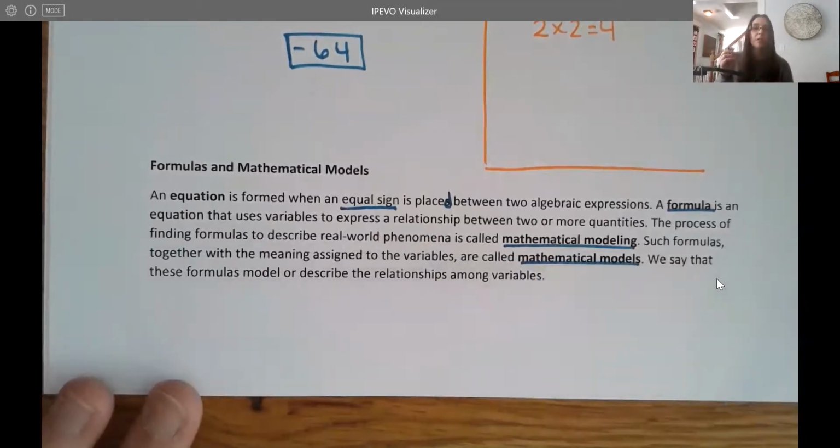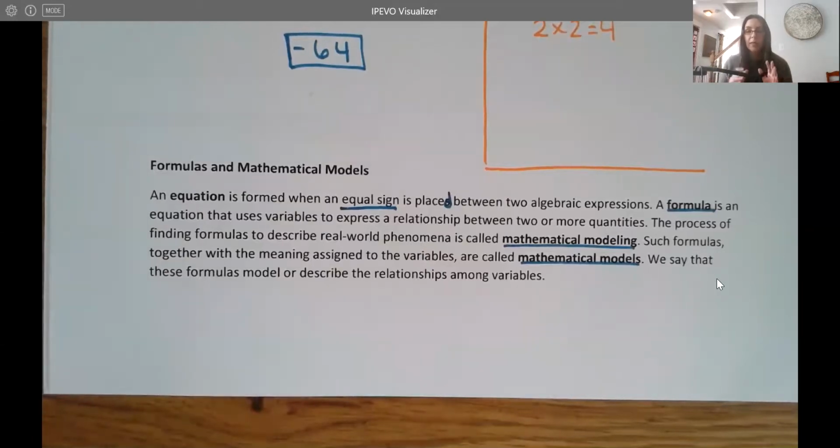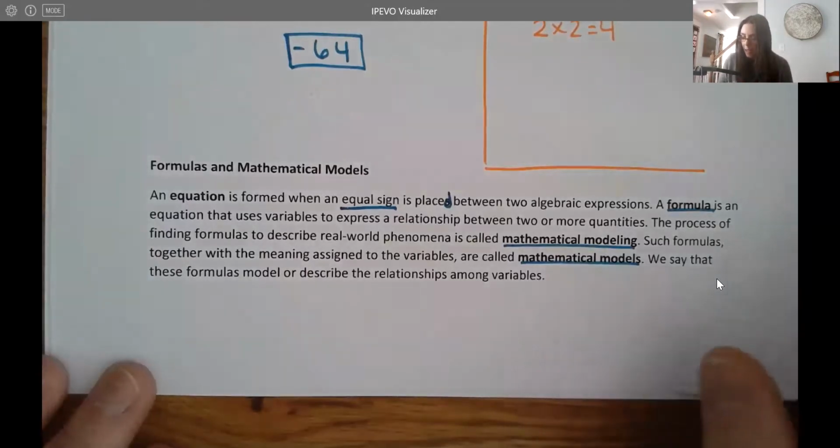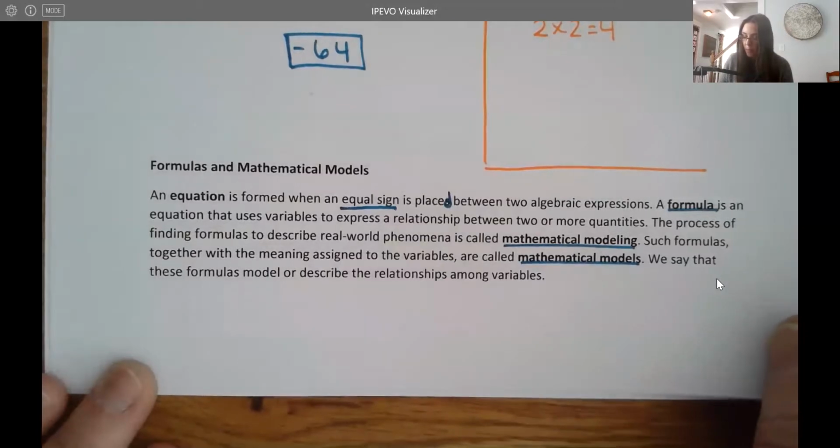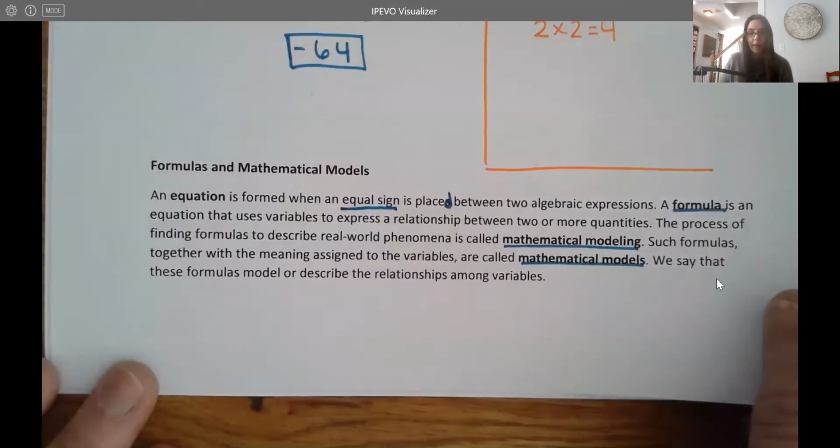So each of the variables in a formula has specific meaning, right? It's not just a variable that's holding a place, although it is, but it has a specific meaning. Usually we use like L for length or T for time, so something specific. And we say that these formulas model or describe the relationships among the variables.